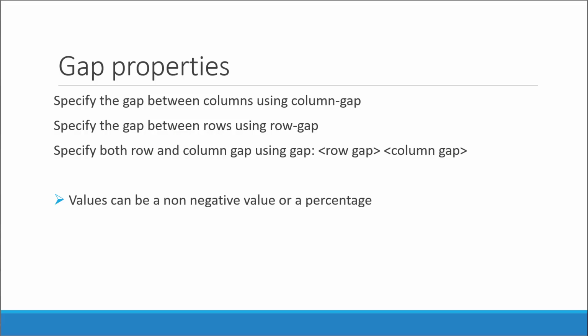So to specify gap between columns, you can use the column gap property. To specify gap between rows, you can use the row gap property. And you can also use the shorthand gap property to specify both row gap and column gap. Values can be any non-negative value or a percentage.